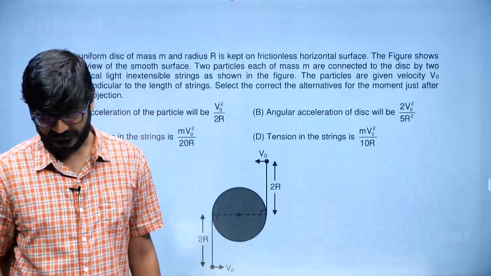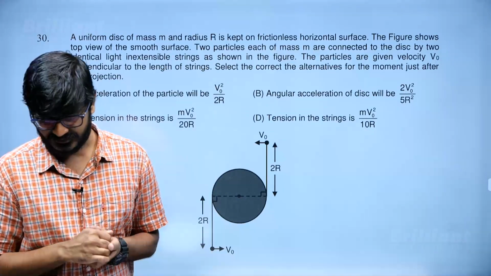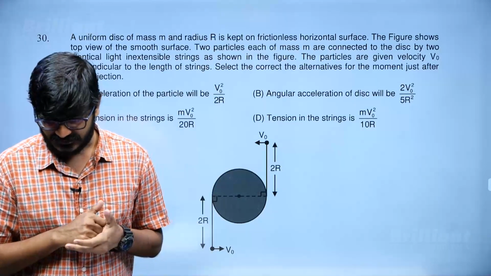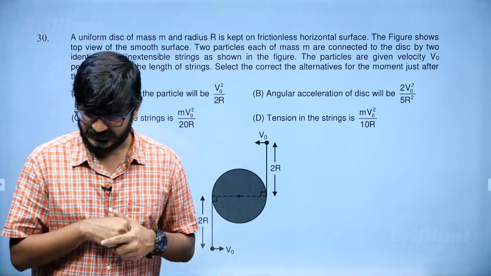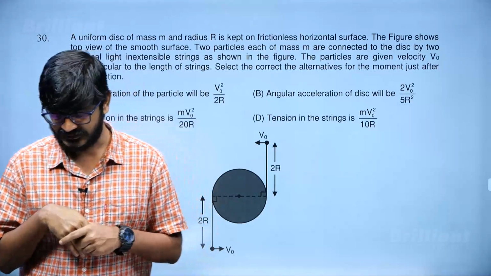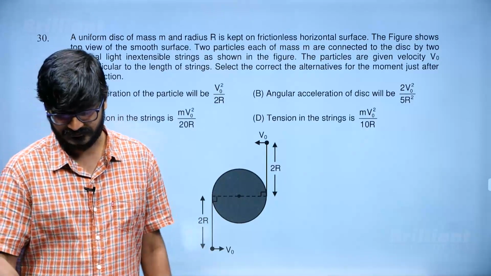Going to the next one: a uniform disk of mass m and radius r is kept on a frictionless horizontal surface. The figure shows the top view. Two particles each of mass m are connected to the disk by two light inextensible strings. The particles are given velocity v0 perpendicular to the length of the strings. Select the correct alternatives just after they are projected.